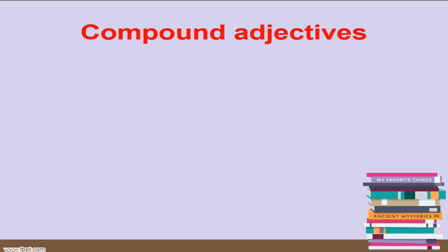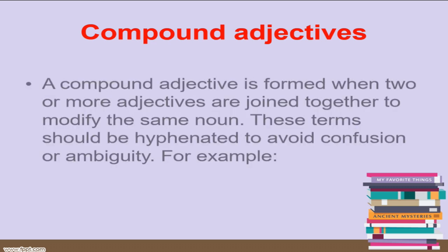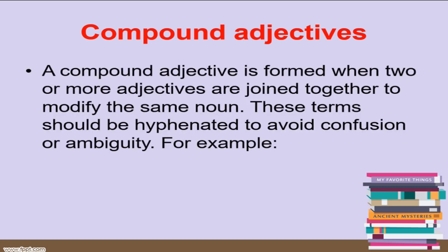Let's move to the next part here, compound adjectives. A compound adjective is formed when two or more adjectives are joined together to modify the same noun. So I compound two adjectives to describe one thing, one noun. These terms should be hyphenated. Hyphenated means to use hyphen to avoid confusion or ambiguity. Ambiguity means misunderstanding. So to avoid ambiguity, to avoid misunderstanding, you need to use hyphen.